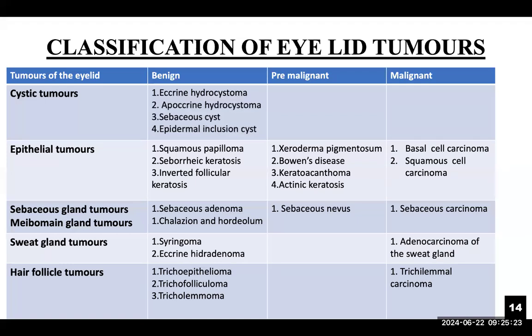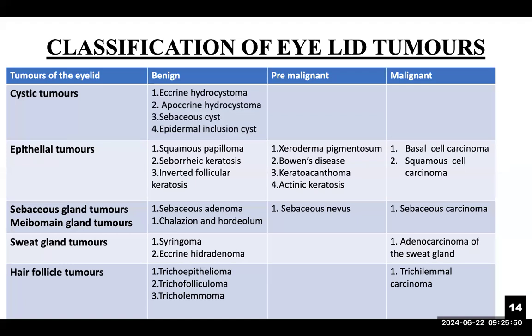sweat duct. The apocrine hydrocystoma is a cystic lesion of the apocrine sweat glands, while the sebaceous cysts are caused by blockage of the sebaceous duct. Then the epidermal inclusion cyst is caused by implantation of the epidermis into the dermis, usually following trauma or surgery.